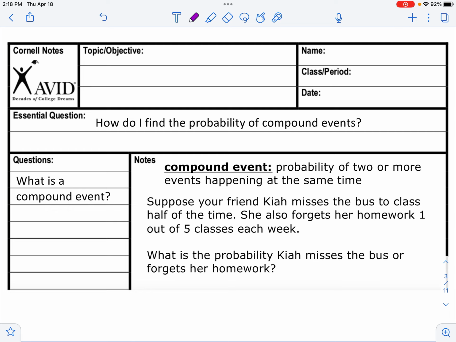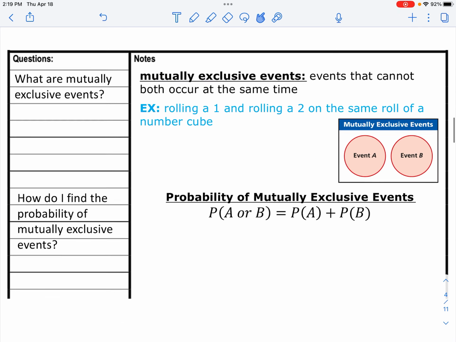Okay, anyways, suppose your friend Kaya misses the bus to class half of the time. She also forgets her homework 1 out of 5 classes each week. What is the probability that Kaya misses the bus or forgets her homework? So that's an example of a compound event.